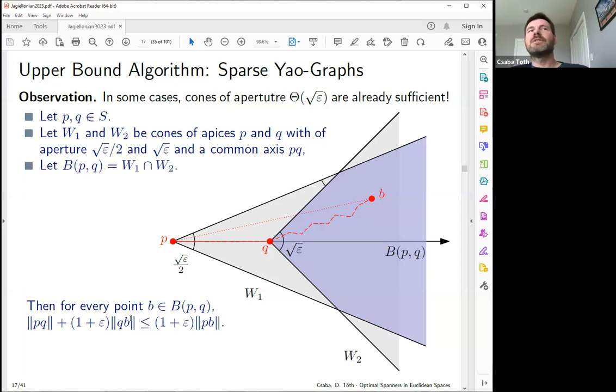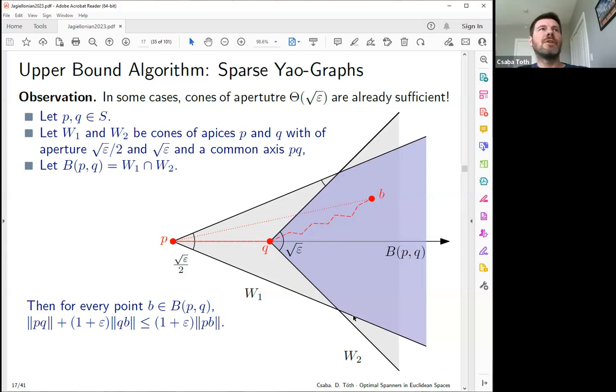Suppose that P and Q are already connected, so there's an edge between P and Q. Now we are wondering whether we should connect this point P to another point B. For instance, maybe this point B is in one of these cones, and the Yao graph would add the edge from P to B. But it turns out that in this setup, you might not need this edge from P to B, because if we already have an edge from P to Q, and we have a 1 plus epsilon path from Q to B, then the combination of these two is short enough. So it's going to be a 1 plus epsilon path from P to B.